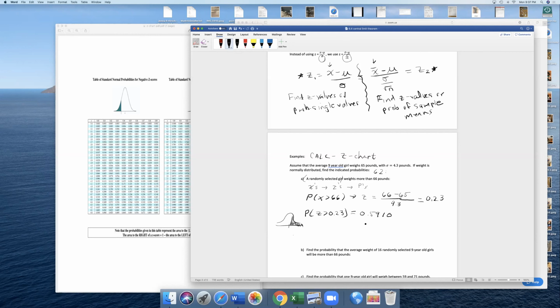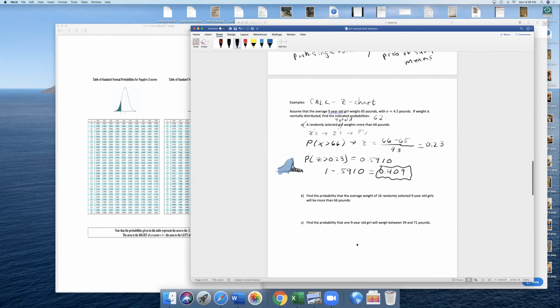And again, on the z chart, it's giving us area to the left. So remember, we subtract that value from 1. And 1 minus 0.5910, we get 0.409. Okay, so the probability, and I'm sorry, this should probably say a randomly selected 9-year-old girl weighs more than 66 pounds. And there's a 40% chance of that happening, right? And it makes sense right here that this is about 40% because, again, over here to the left of it is 59.10%.